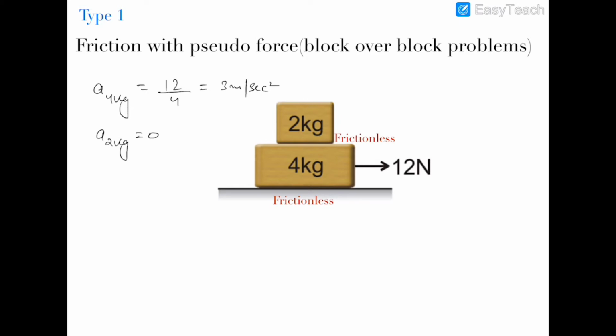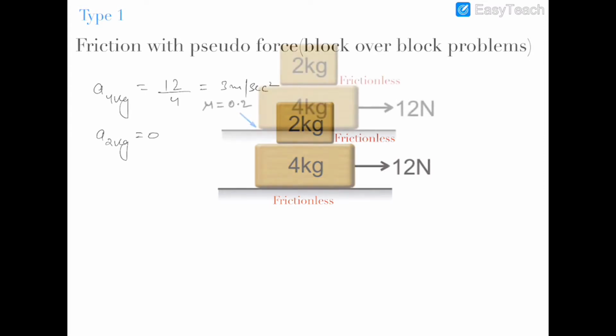They will move such that the 4 kg block will move between this 2 kg block and the surface, and the 2 kg block will remain at its position. When the 4 kg block moves away from the 2 kg block, the 2 kg block will fall down on the ground. Now let's move on to the next question.